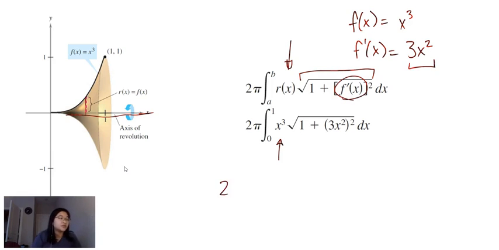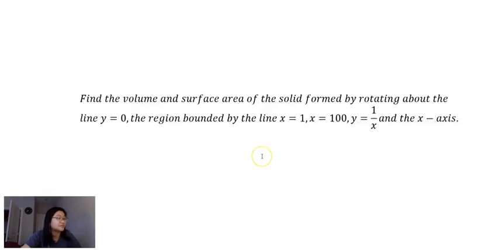So we get 2 pi times our interval, going from 0 to 1, of our radius, which is x cubed, times our Pythagorean theorem with the root of 1 plus quantity 3x squared, quantity squared, with respect to x. Then you can plug this into your calculator the exact same way. You should get a number.